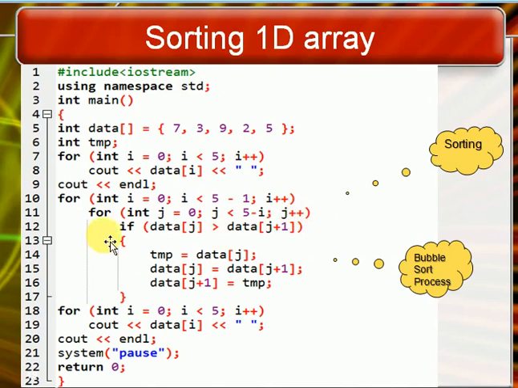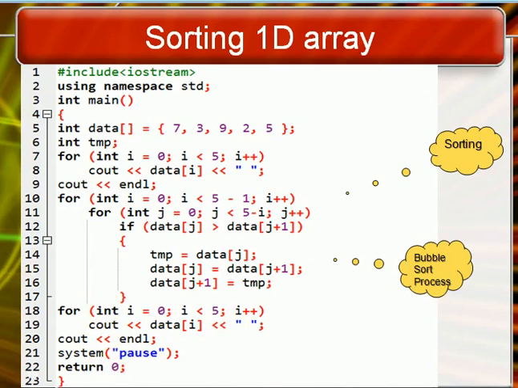j++, if data[j] is greater than data[j+1], meaning adjacent elements, that is j and j+1 are adjacent elements. If adjacent elements are out of order, then swap them. It's swapping code. These 3 lines of code are the swapping code. So after execution of these two loops, the data is sorted. Now display that sorted data. For int i = 0, i < 5, i++, cout the data. Then system pause, return 0.